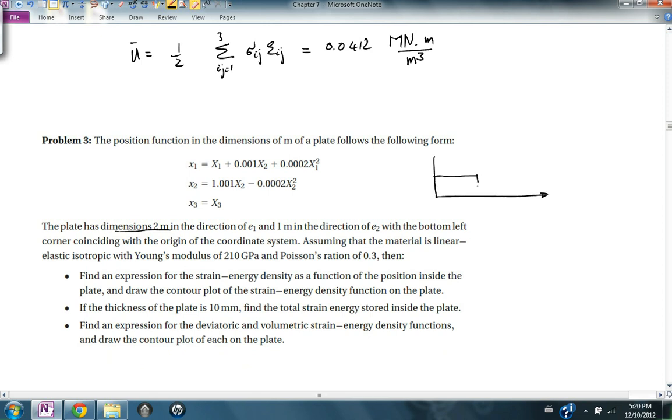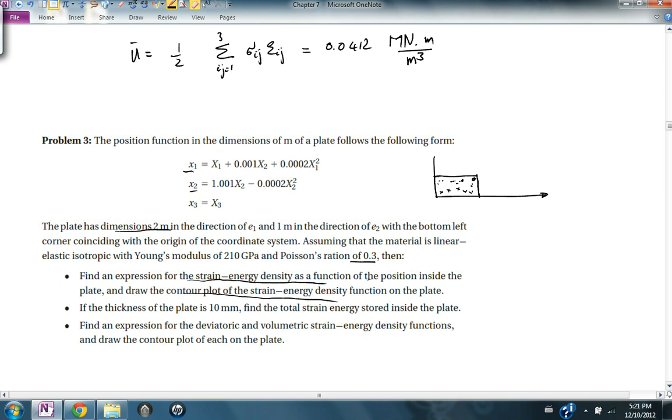So the plate looks like this, and the position function is according to these functions, and the material is linear elastic with Young's modulus of 210, and Poisson's ratio is 0.3. Now, because the stresses and the strains are different at every point on the plate, the strain energy per unit volume is also different at every point in the plate. So we need to find the expression for the strain energy density as a function of the position inside the plate, and we need to draw the contour plot of that strain energy.